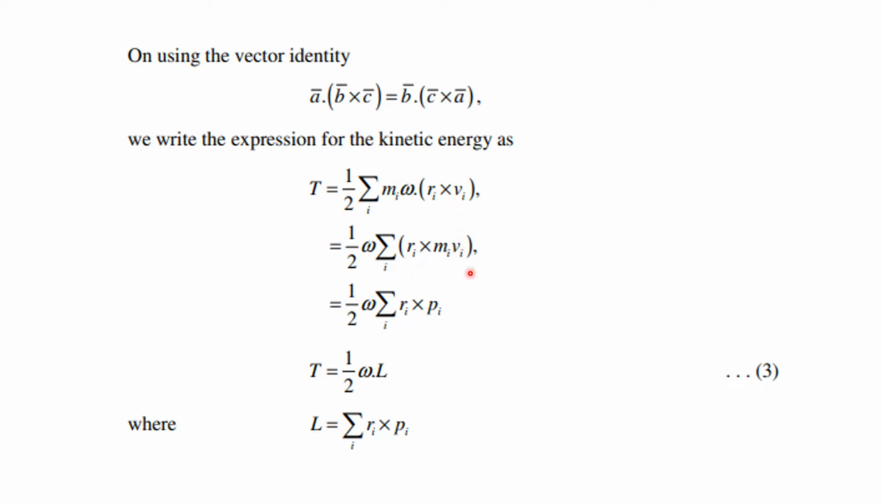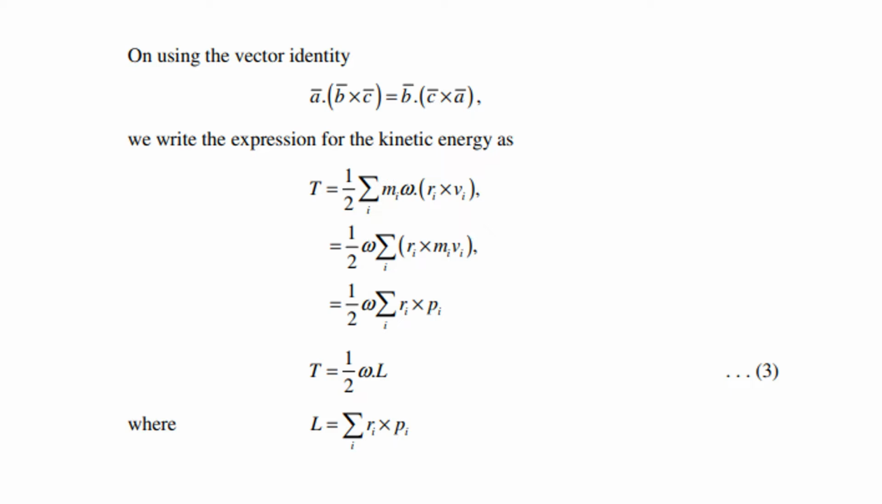That term mi vi is the momentum, so at that place we can write 1/2 omega summation i ri cross pi, which shows the rotational motion of the object. That ri cross pi is the angular momentum. So T = 1/2 omega dot L, that is equation 3. Here you can see it is the product of angular velocity and angular momentum, where L = summation i ri cross pi is the total angular momentum.